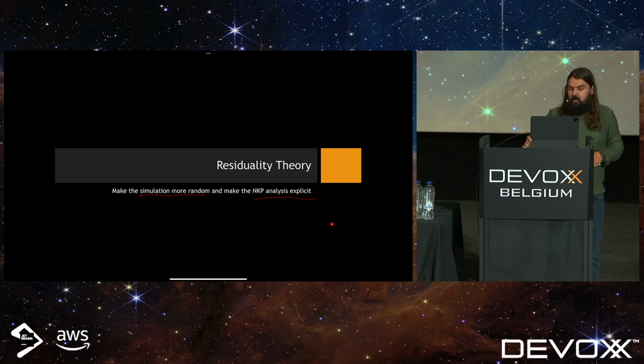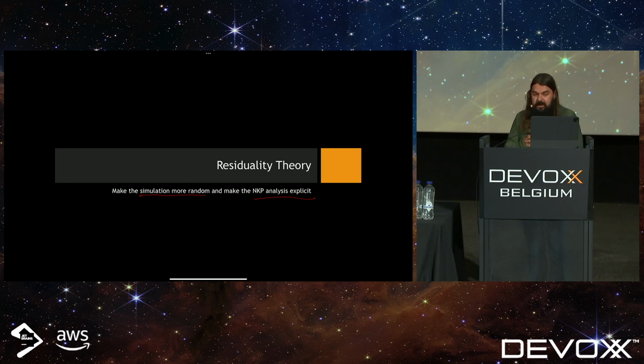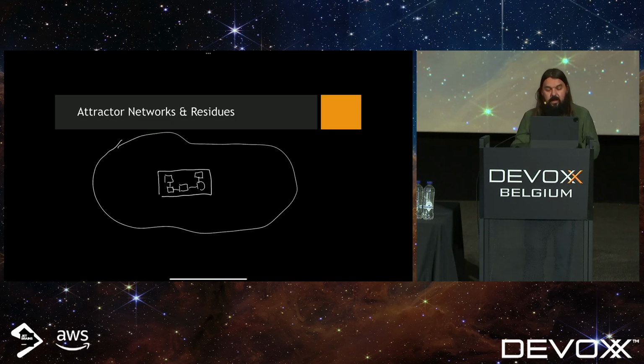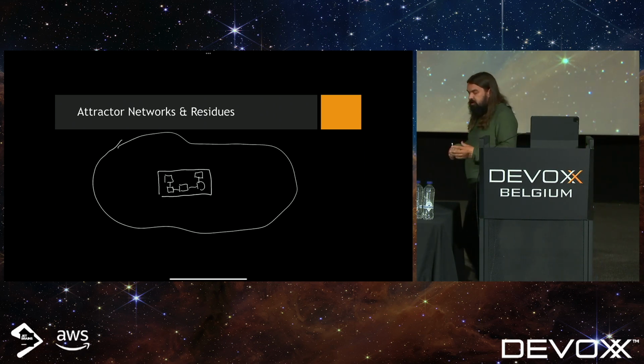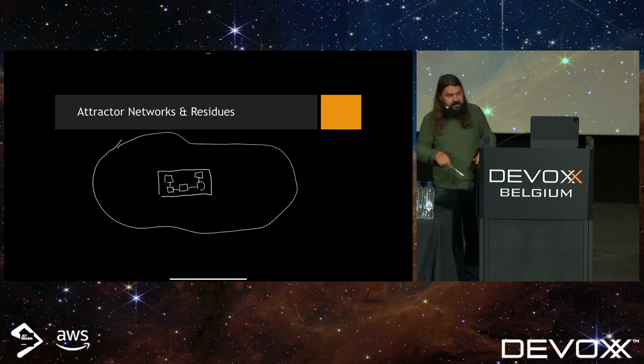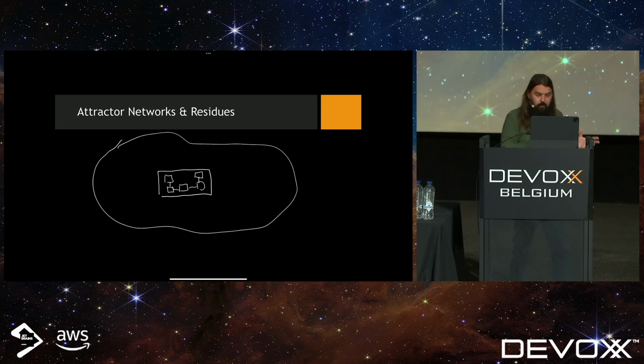And so what we do now with residuality theory is we make the simulation more random. We help ourselves to be more random when we simulate the environment, and we make the NKP analysis explicit. How do we do that? Well, first we go back to our original problem, and we say, here we have this ordered, structured software system inside this complex, disordered human business system, social system.